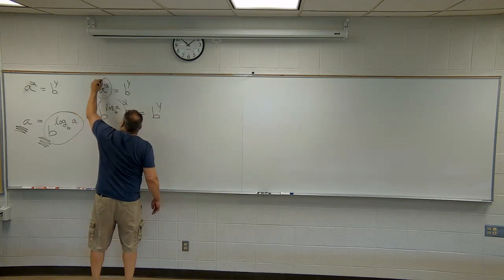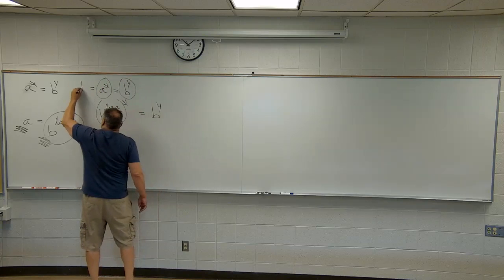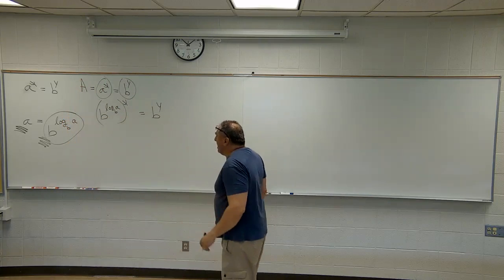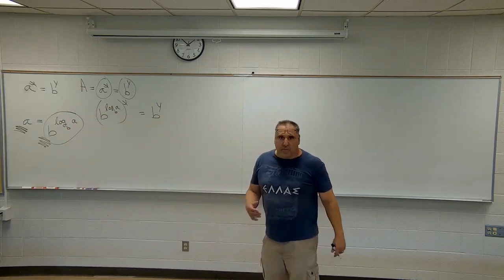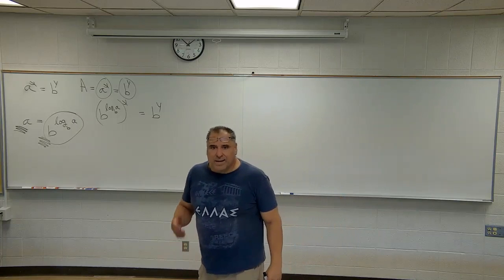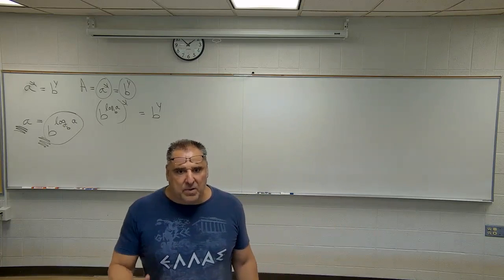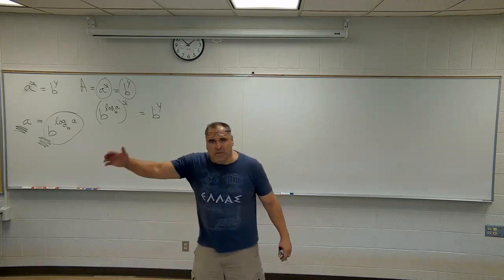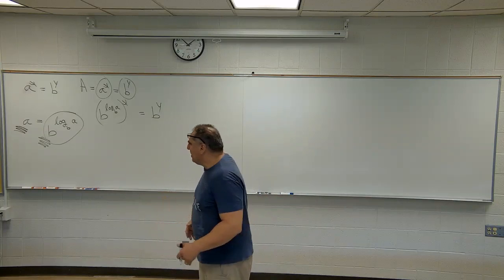Let me call this quantity, which is equal to that quantity, capital A. Capital A is some number equal to small a to the x, which is equal to small b to the y. Two different bases, but there's something equal.